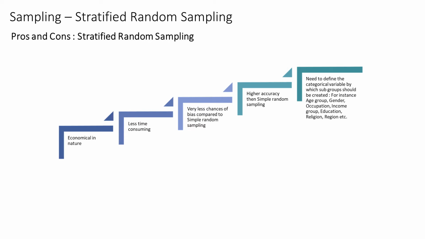Stratified random sampling is also economical and less time-consuming, and there is less chance of bias and higher accuracy than in simple random sampling. You will need to define the categorical variable by which subgroups should be created. For instance, the age group, gender, occupation, income group, education, religion, region, or other variables.